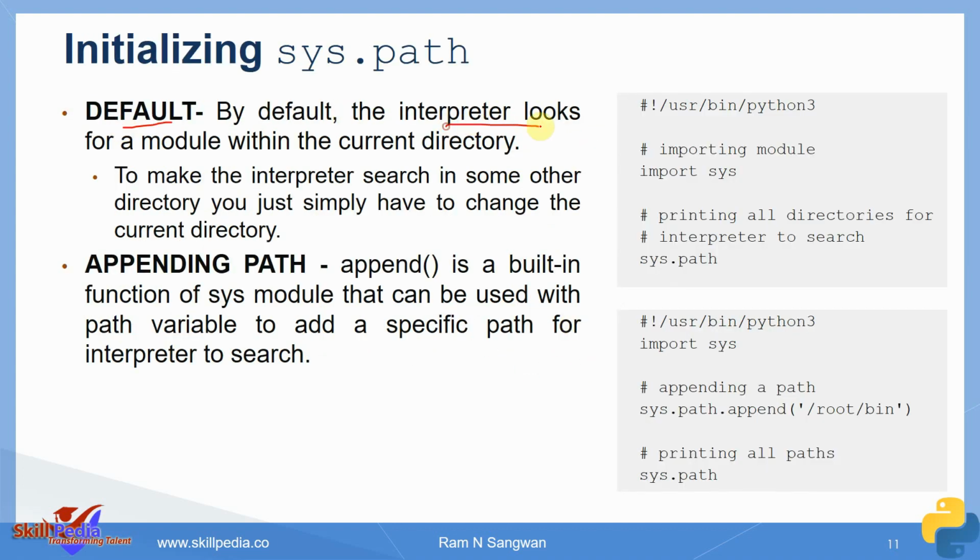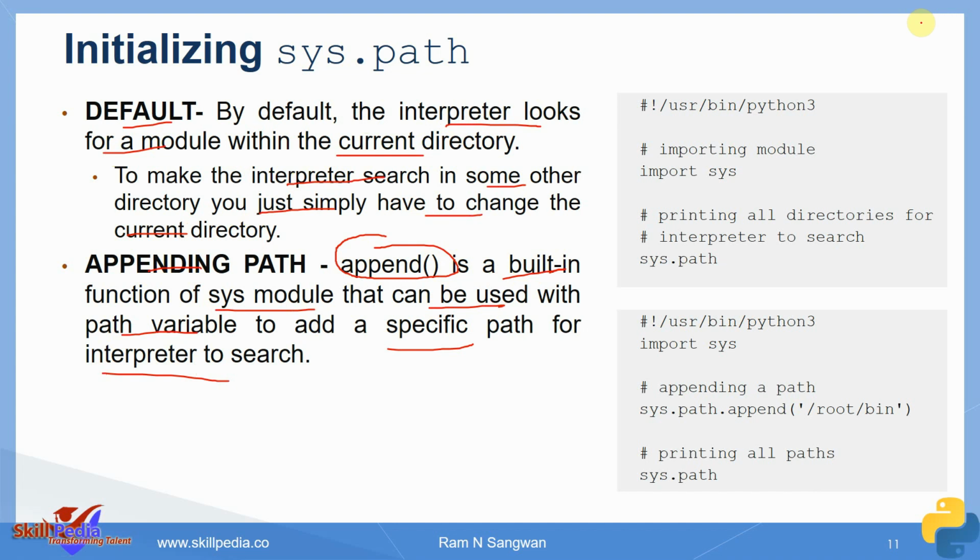By default, the interpreter looks for a module within the current directory. To make the interpreter search in some other directory, you simply have to change the current directory. Appending a path, this is what you will be using in the next lecture. Append is a built-in function that can be used with the path variable to add a specific path for the interpreter to search.